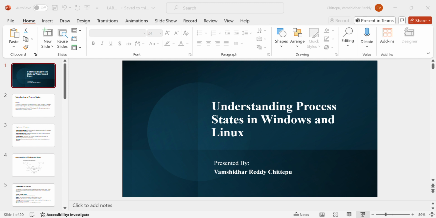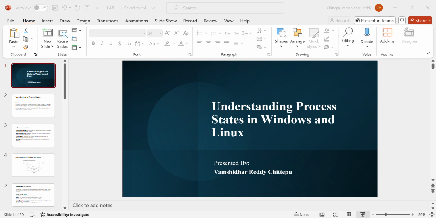State transitions and triggers. Our next point: state transitions and triggers. The new to ready transition: the process is created, and the trigger is that the operating system sets up the necessary control structures and allocates resources for the process. When a new process is created, it doesn't start executing immediately. Instead, it enters the ready state, indicating that it is ready to run but awaiting CPU time. This comes under new to ready.